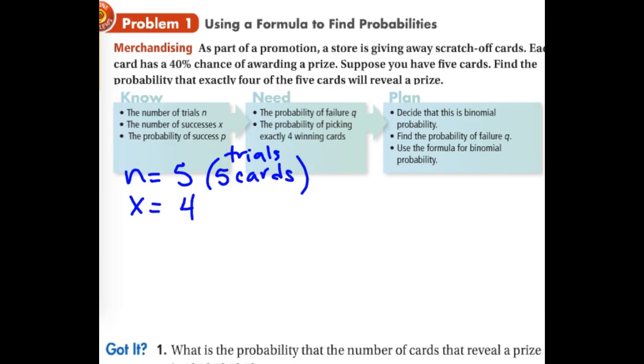How many cards do we have total? That would be the number of trials. So n is 5 because we have 5 cards. Those are like our trials. And x is going to be 4. We want 4 prizes.